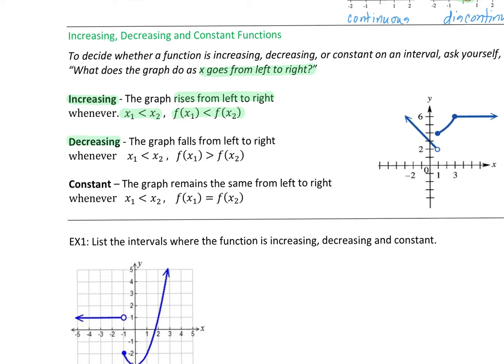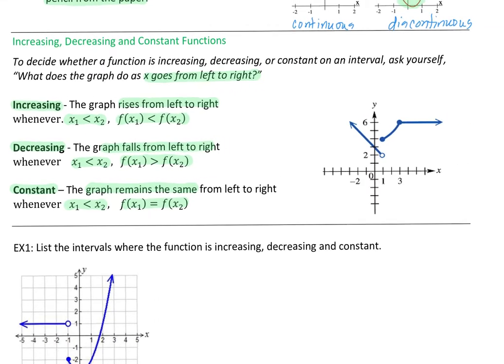So decreasing would just be that the graph falls as you go from left to right. Mathematically, what that's saying is if your x values are going small to large, or left to right, but your y values are going from large to small, then it's decreasing. If the function is constant, then your graph will remain the same as you go from left to right. So again, mathematically, that's saying as your x values go from small to large, or left to right, the y values remain the same. Let's look at what that means in this sample graph.